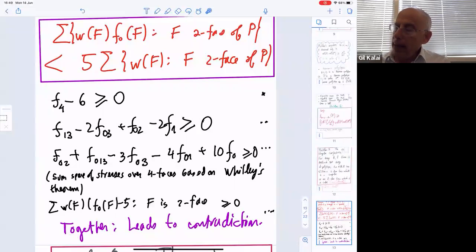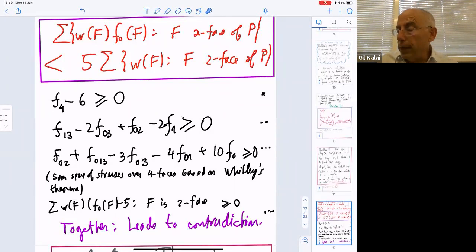But the third inequality is much more sophisticated. It is the sum over all 4-dimensional faces of a certain linear combination of flag numbers, which is non-negative by Walter Whiteley's theorem about infinitesimal rigidity of frameworks based on 4-dimensional polytopes. So Whiteley's theorem, which extends Dehn's theorem, says that if you have a 4-dimensional polytope and you triangulate each 2-dimensional face by adding diagonals, then this framework is infinitesimally rigid.